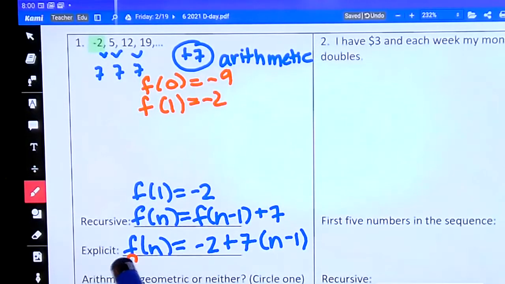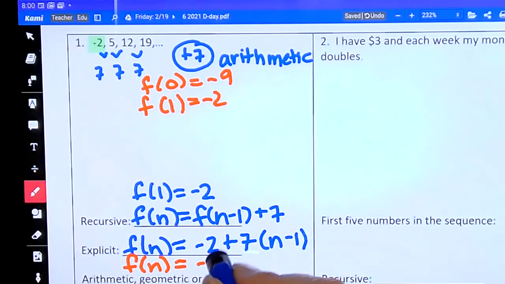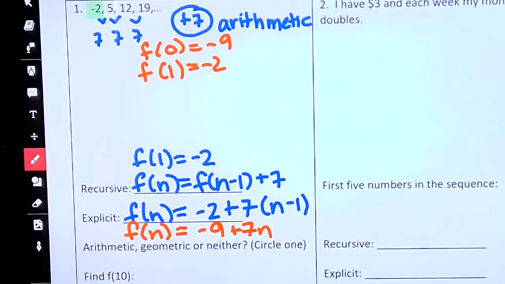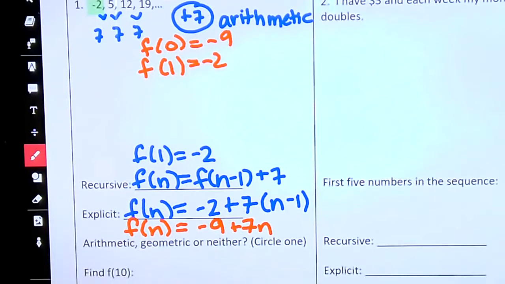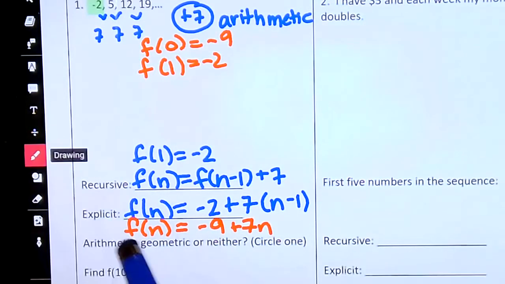The one I'm writing in red is also an explicit equation. I'm starting with my 0 term, though, which is -9. I'm adding 7, and if I start with my 0, then this is just an n. And a little reminder, if it's arithmetic, the n is not in the exponent, only if it's geometric. This is arithmetic because we are adding.